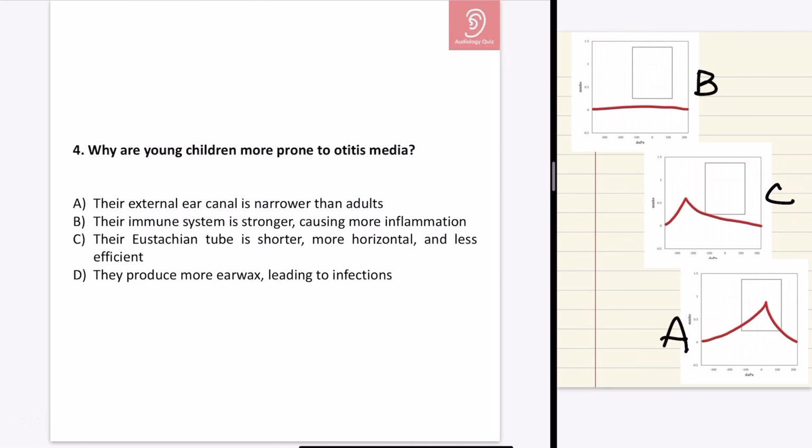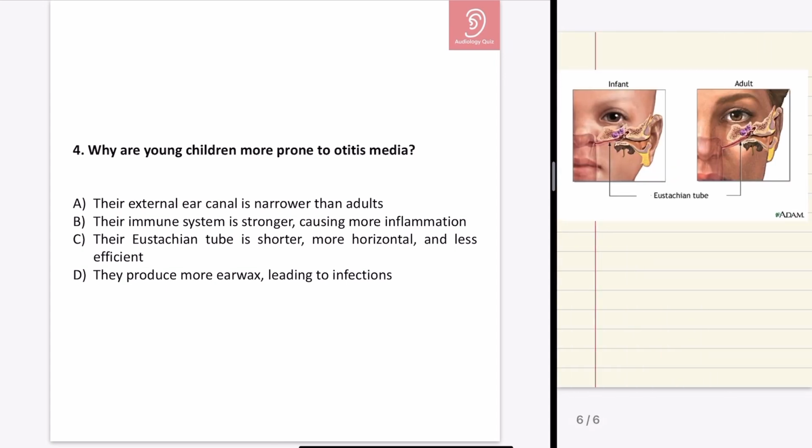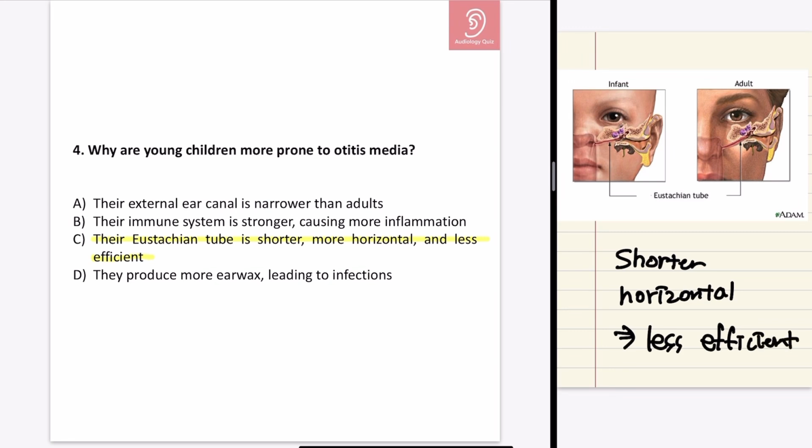Question 4. Why are children more prone to otitis media? The correct answer is C. Their eustachian tube is shorter, more horizontal, and less efficient. In young children, the eustachian tube is shorter, more horizontal, and narrower than in adults. Because of this anatomy, it is less effective at draining fluid and equalizing pressure in the middle ear. This makes it easier for bacteria and viruses to travel from the nose and throat to the middle ear, leading to frequent ear infections.